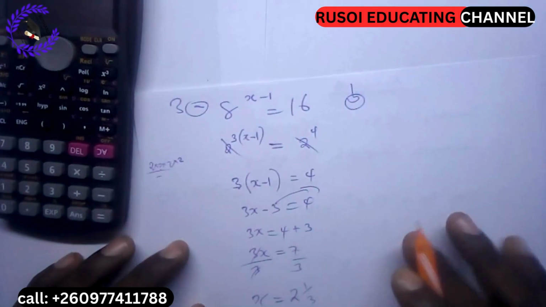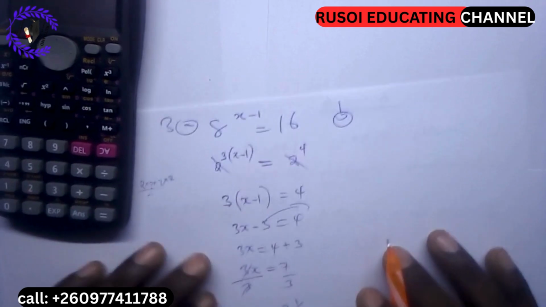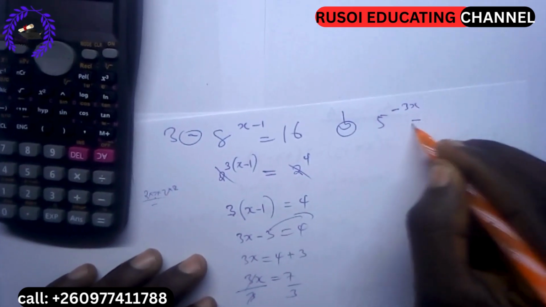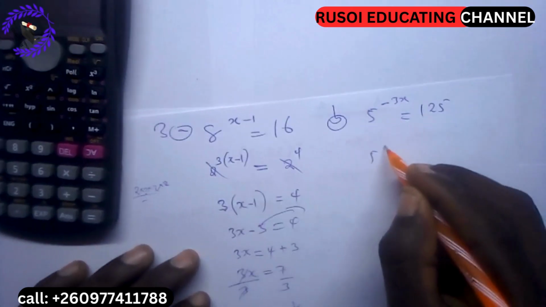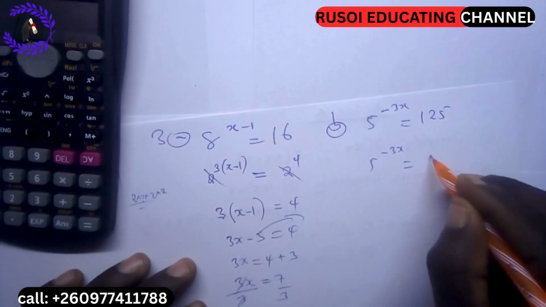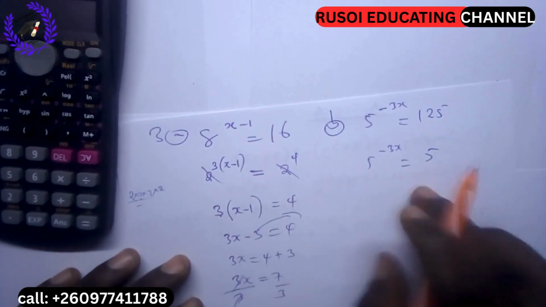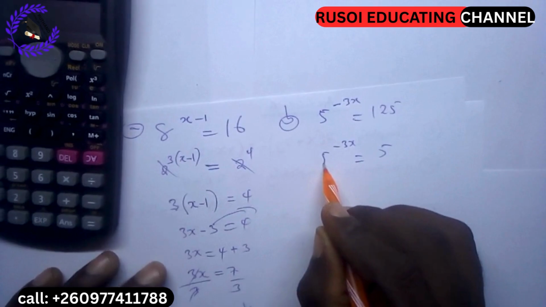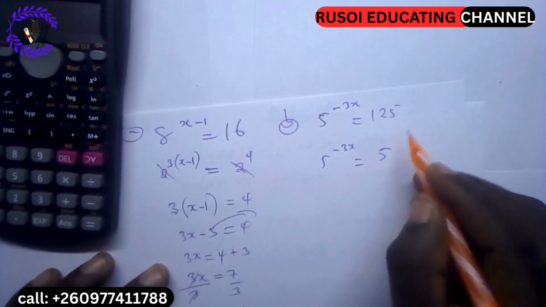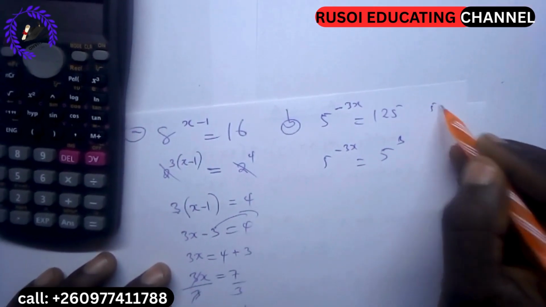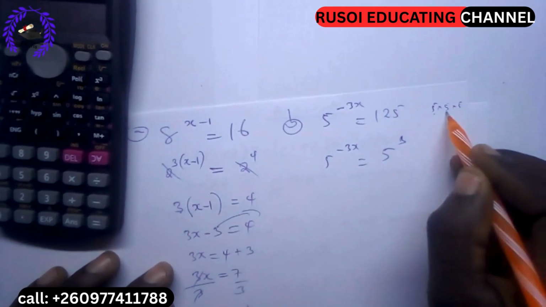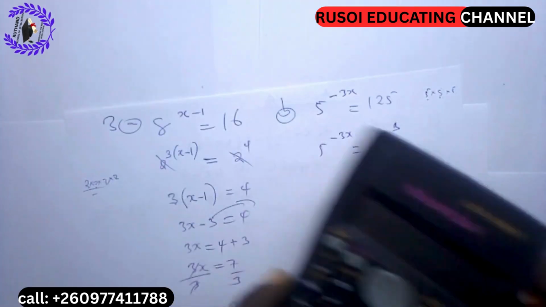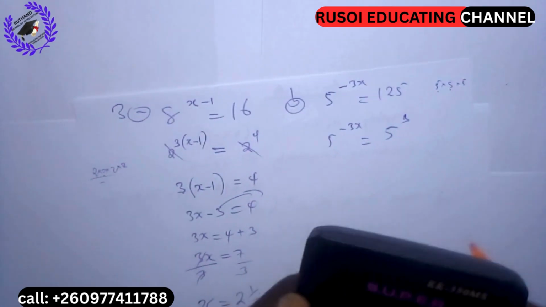So question number 3b says 5 to the power negative 3x is equal to 125. You equate the same bases as well. You make the bases equal. So it will be 5 to the power 3 there, so that when you multiply 5 times 5 times 5, 5 times 5 is 25, 25 times 5 will give you 125. So let's try to prove 125 there.